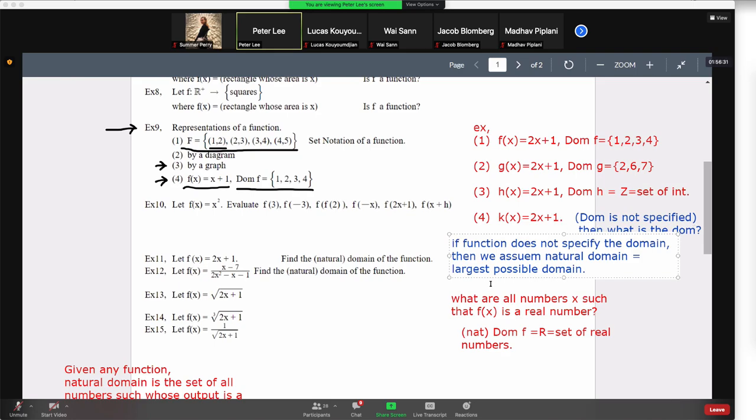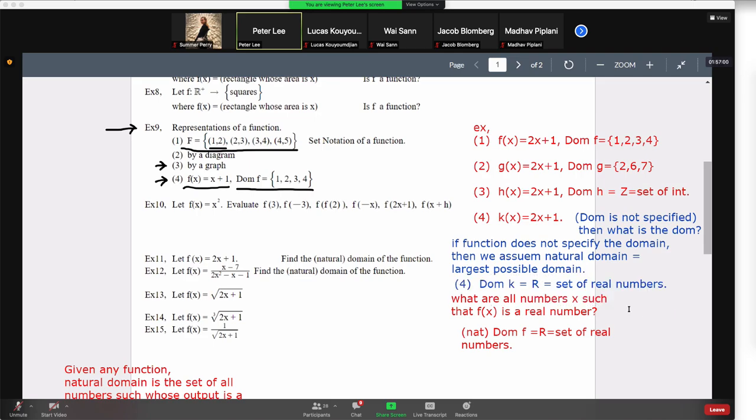In number 4, let me write what it is. Dom k is equal to the set of real numbers. And for every one of those real numbers, the output is defined. So therefore, basically, that's it.